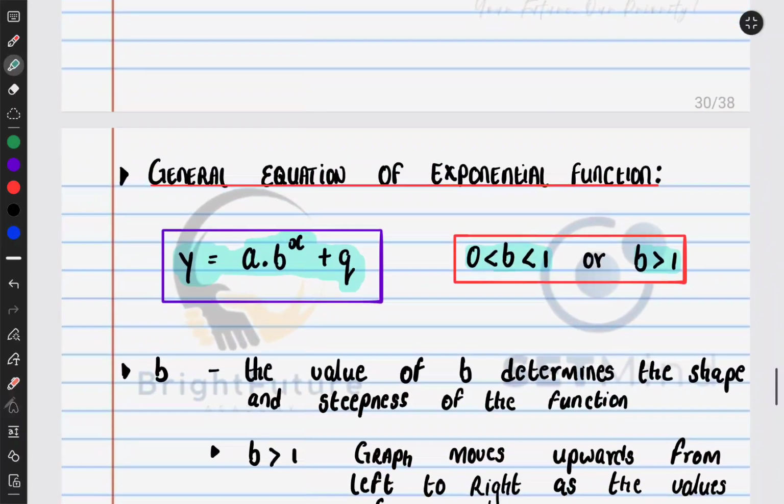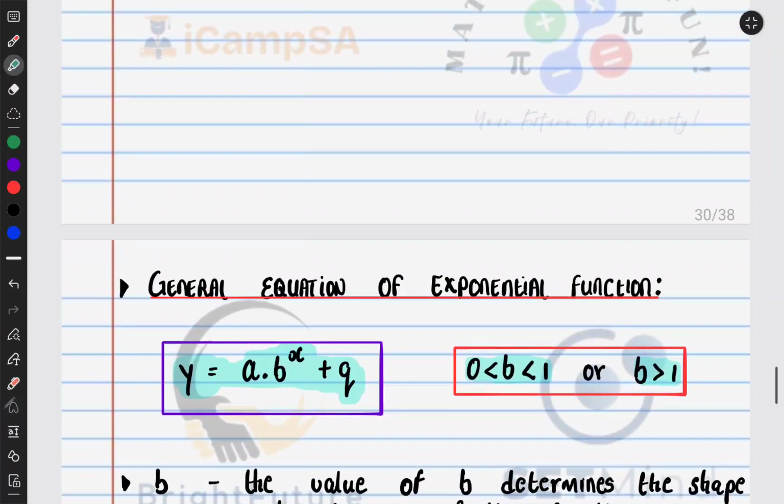The reason for that is that if b were to become 0, let's go to the equation y is equal to a times b to the power of x plus q. Let's say b was now 0, so all of this would just cancel out and be equal to 0. You'll end up with y is equal to q, which is essentially the equation of a line. It's just a horizontal line.